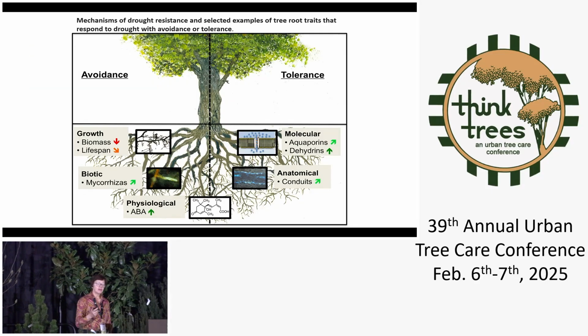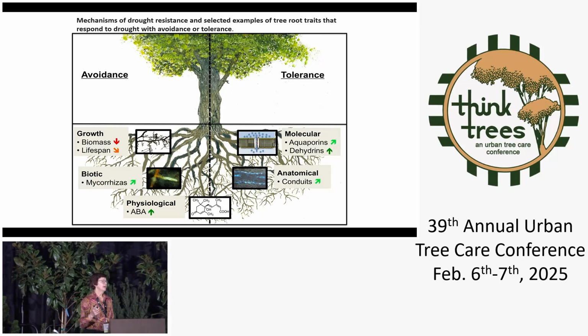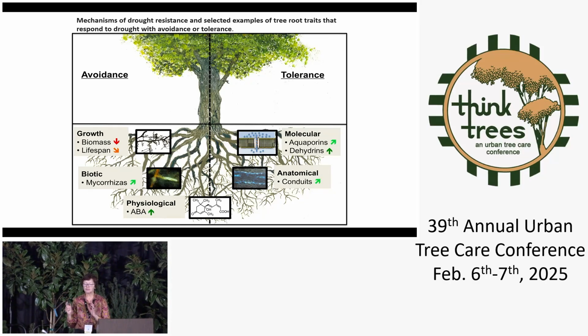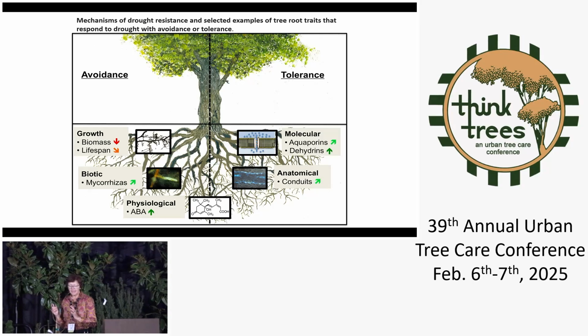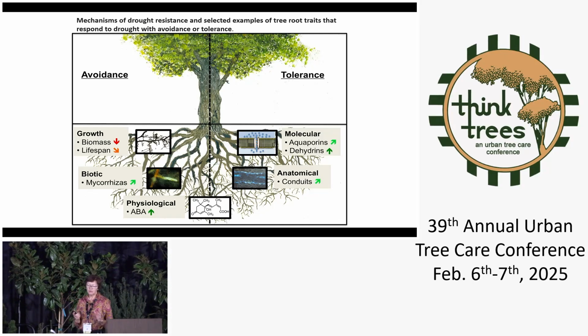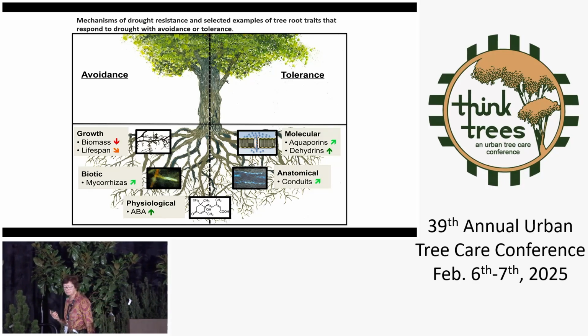So there are a lot of things going on in a plant, whether it is avoiding the drought or whether it is tolerant. In drought avoiders, usually the biomass goes down because they close the stomata sooner than the ones that tolerate it. The lifespan usually decreases. People have found increased production of mycorrhizae in those stressed trees. And they also find a lot of increase in abscisic acid, the ABA, essentially the signaling hormone.